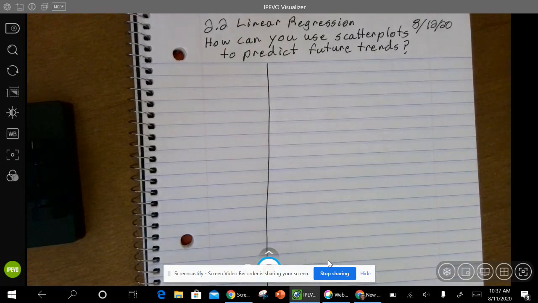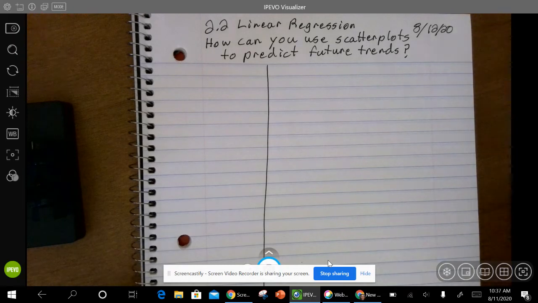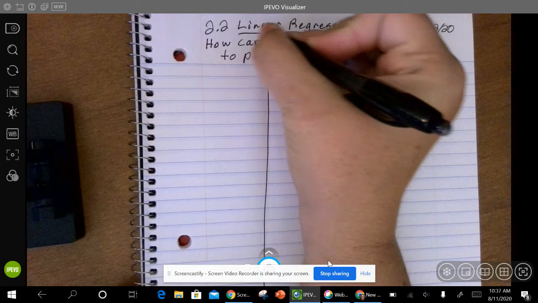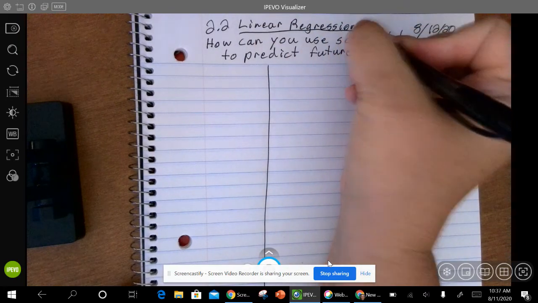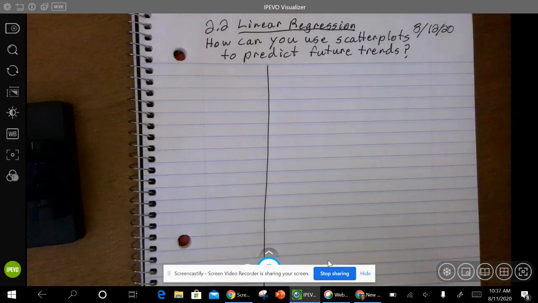Good morning. So we are working on section 2.2, linear regression. That is what we are talking about today, and it's how you can use scatter plots to predict future trends.